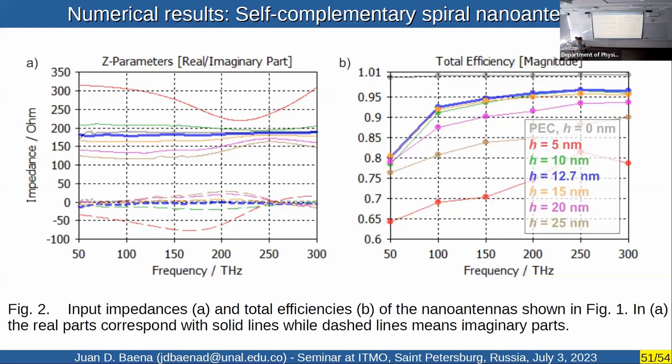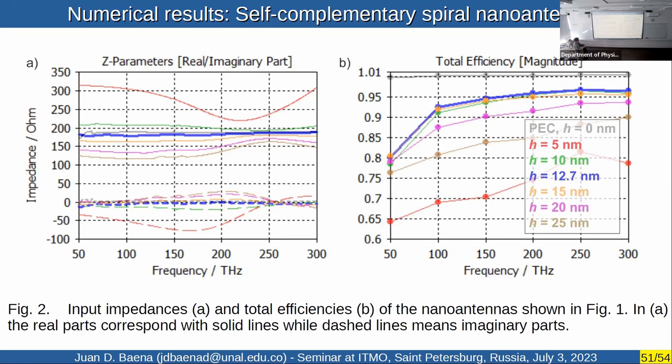Let me repeat. Perfect electric conductor with thickness equal to 0 is the gray line. It is the one that you almost cannot see here, but it's possible to see. For the perfect electric conductor nanoantenna, the value of the input impedance is just about 188 ohms. This is the expected value proposed by Mushiake. It is not exactly 188, but relatively near. Yeah?